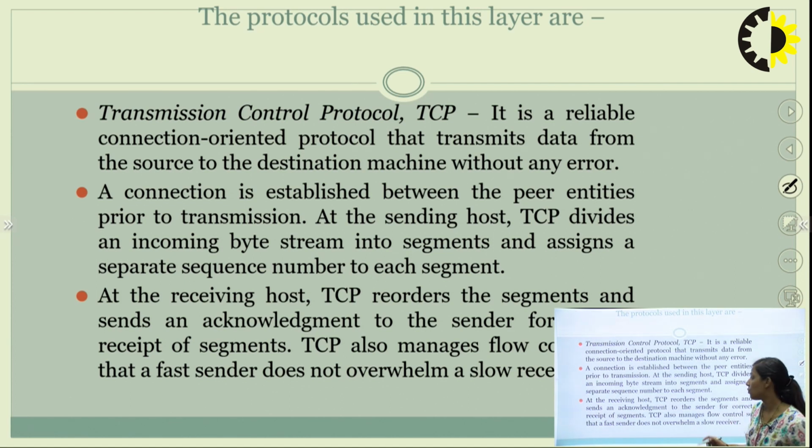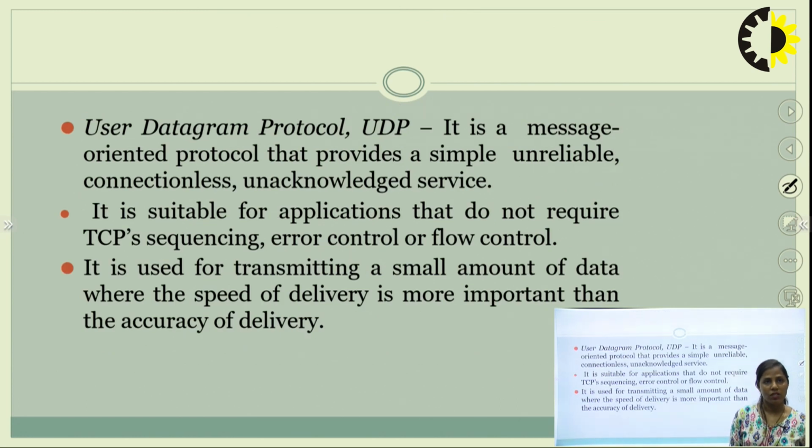It also handles the incoming byte stream, which is converted into different segments, along with the sequence of those segments. Whatever data is coming is divided into various segments, and the transmission is done one by one. Acknowledgement of these segments is done to the sender and also on the receiver side. So TCP manages the flow control so that the speed of the data is maintained as it is transmitted from one place to another.